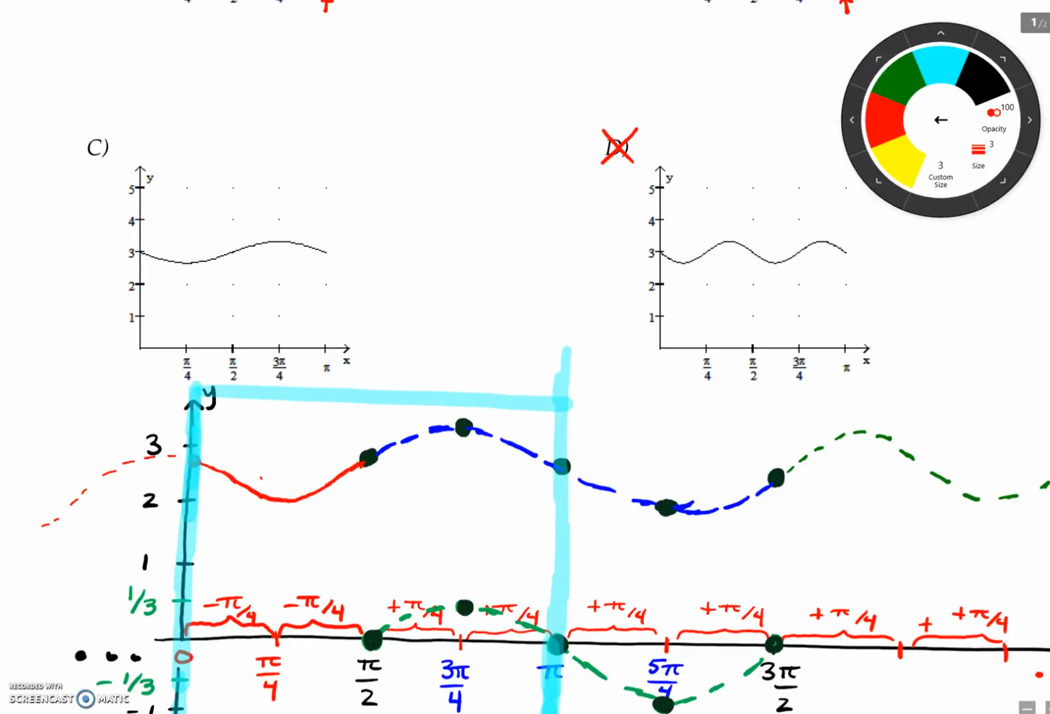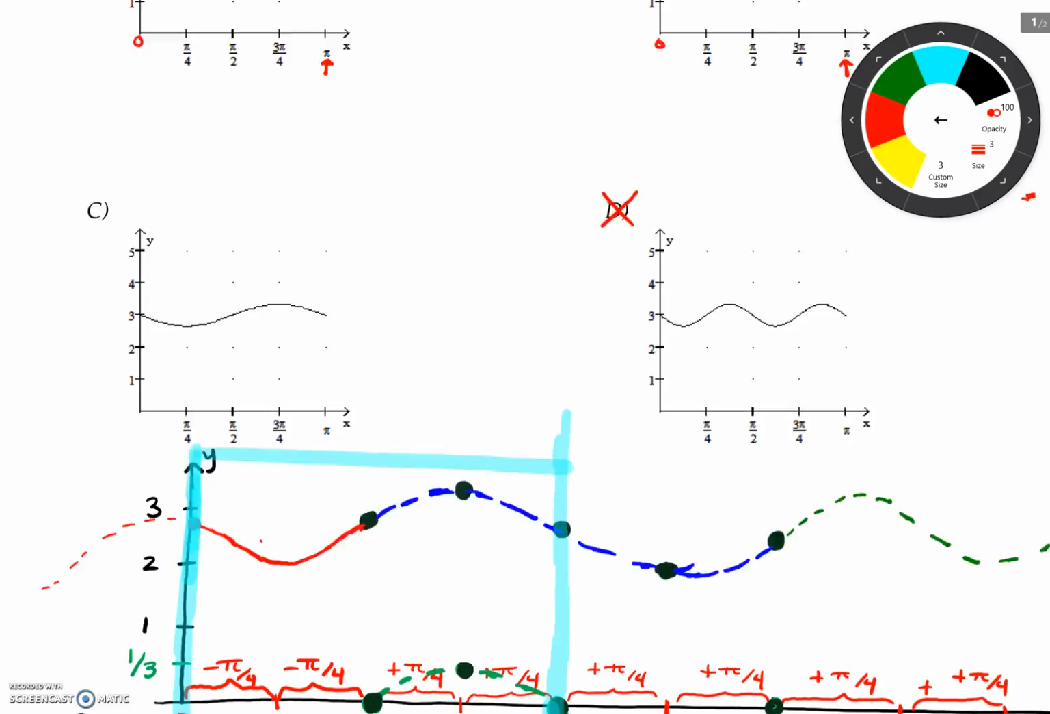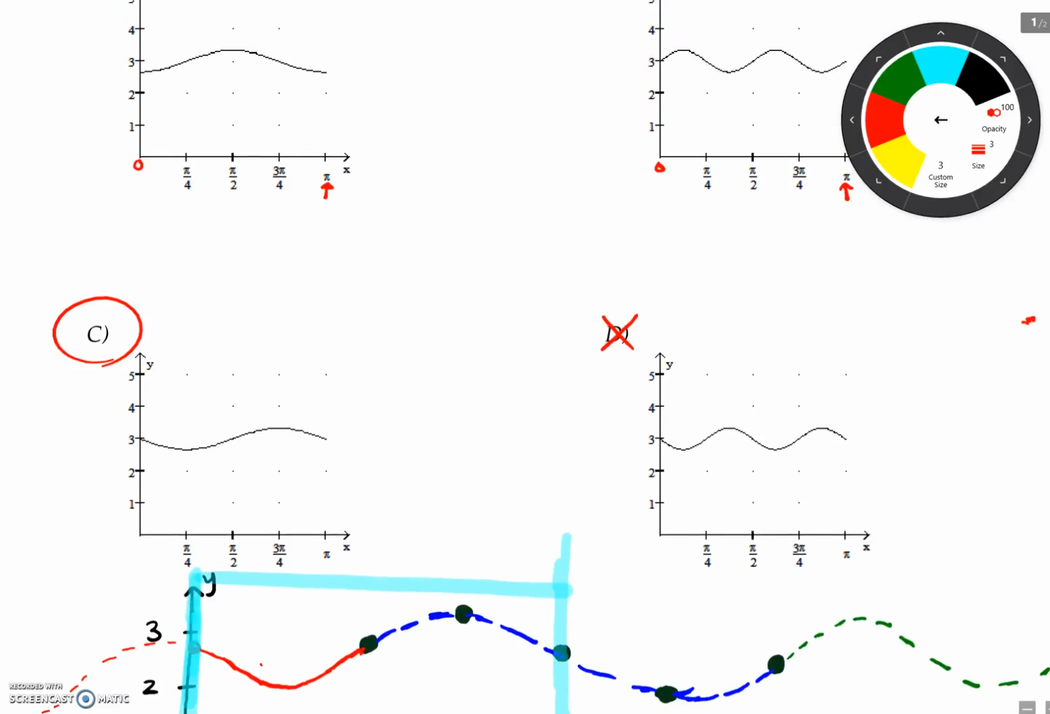If we look at answer choice C, now we already know the answer is C, but just compare it. This one starts right under 3, and it goes down, and then it goes up, and then back down. And that's kind of what this one does. Goes down, back up, and then back down. So this is a possibility. In fact, we already know that's the answer.